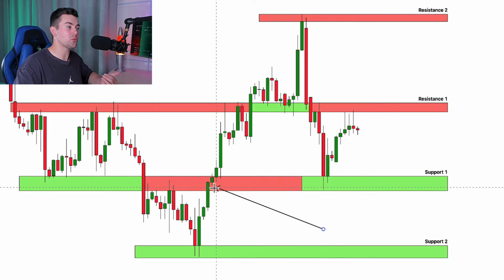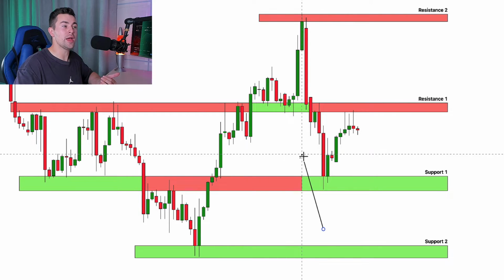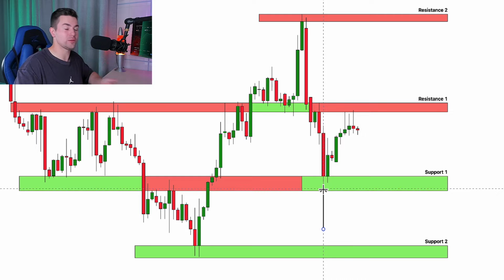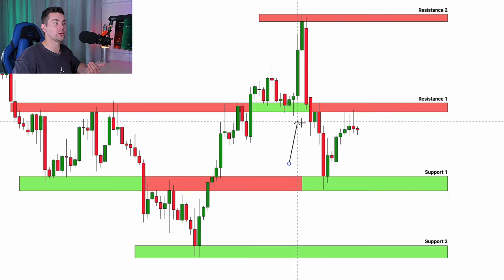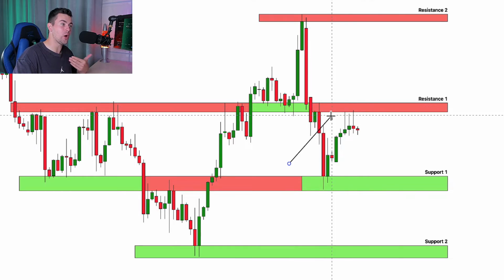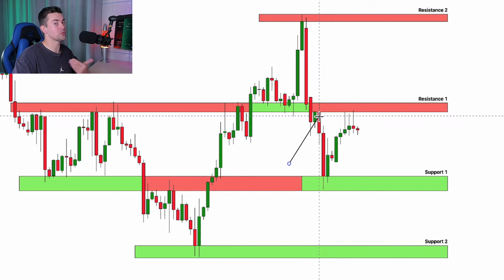For example, that horizontal resistance was broken, and after the breakout it turned into a very strong support. Or that horizontal support was broken and after its violation it turned into resistance.